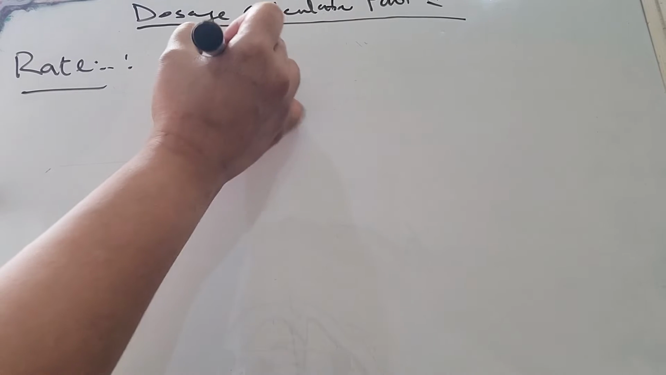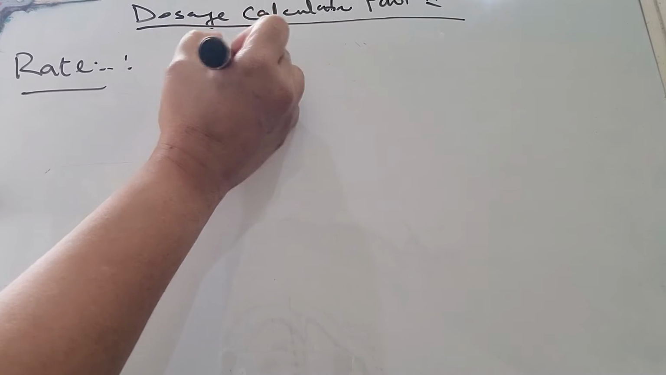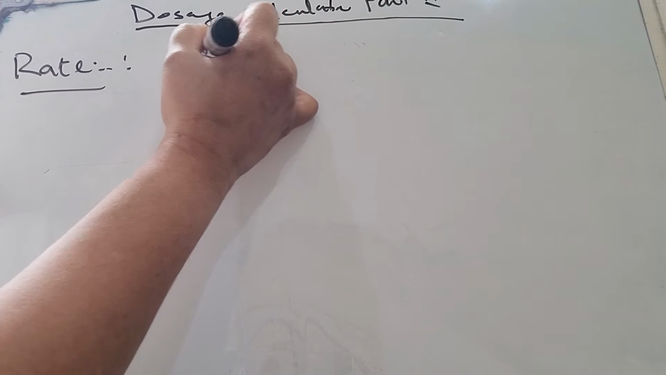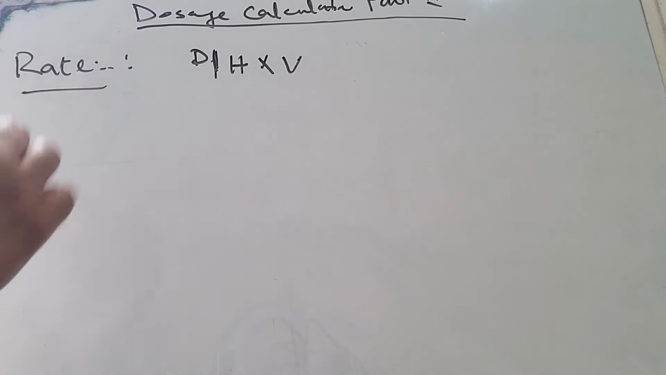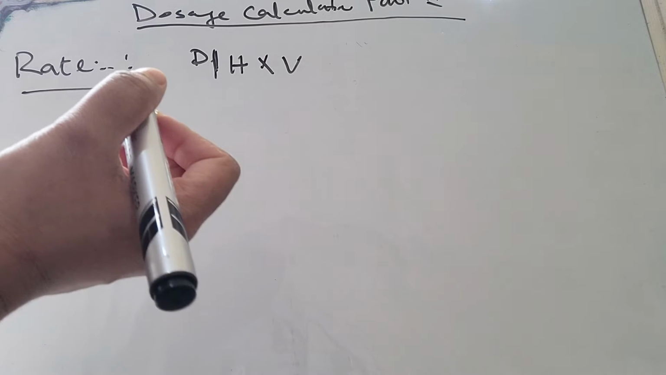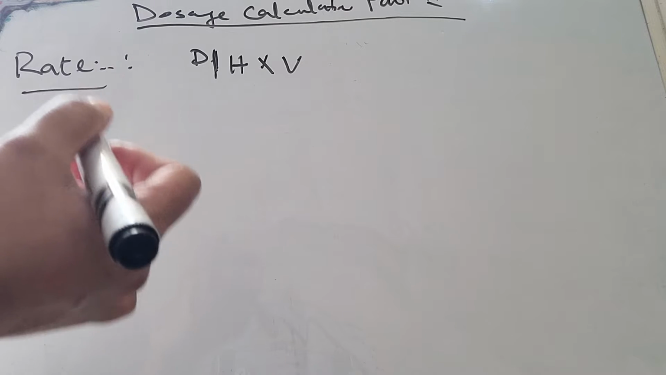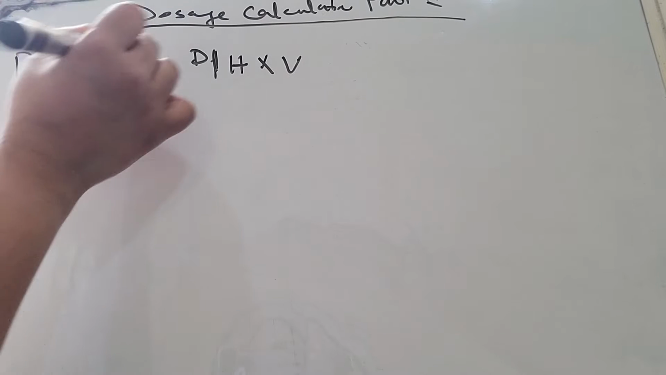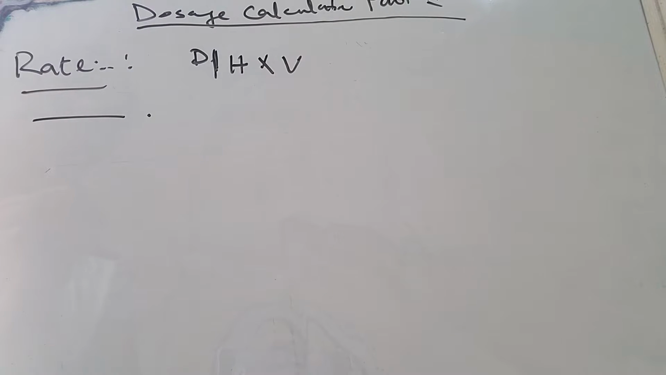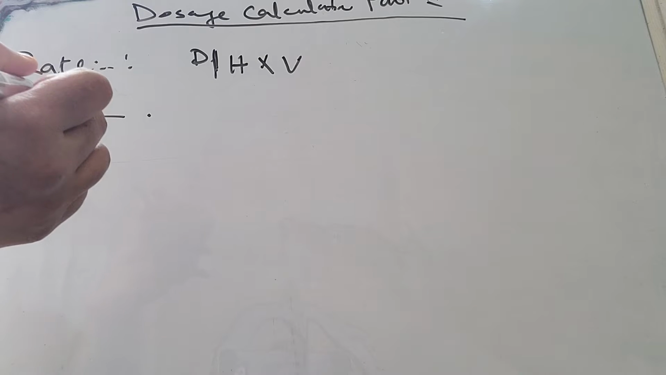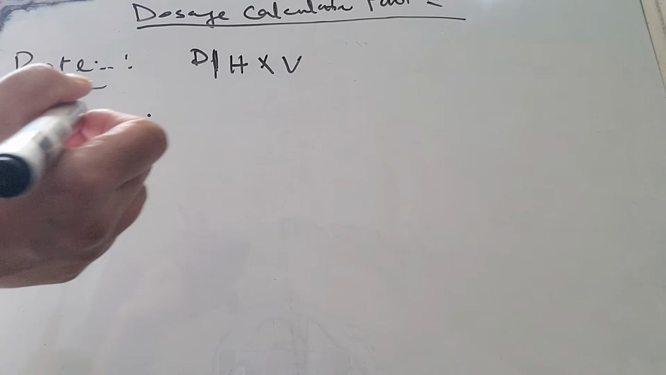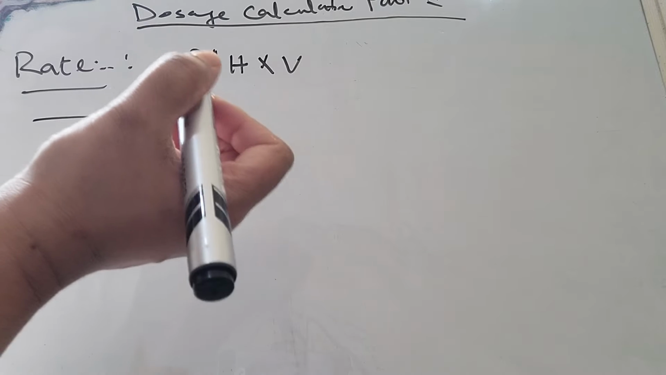So the method is the same that we discussed yesterday: desired dose divided by hand, multiply by vehicle. Same formula we will use. Finding the desired dose is just a bit more work for this one, how to take the rate, how to calculate the rate of the infusion.